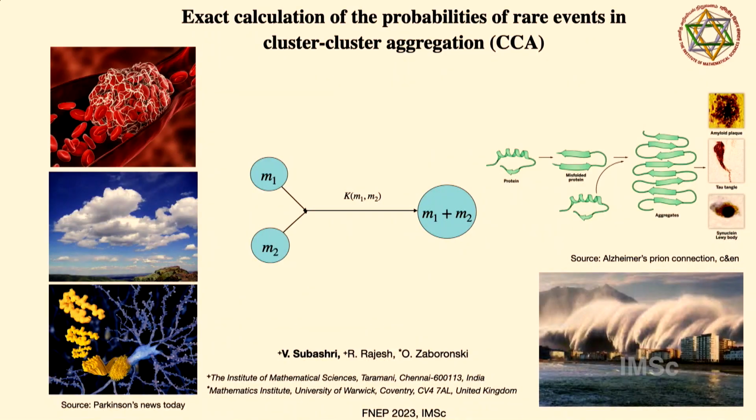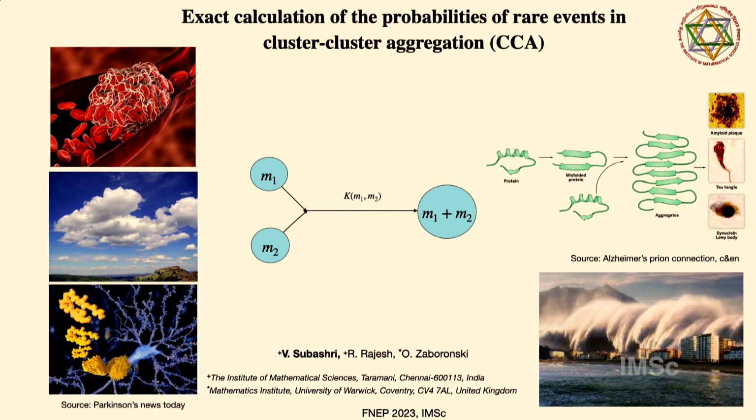Aggregation is an irreversible phenomenon, and it's present in many physical systems in one way or another. In biological systems, if you take protein clumping or blood coagulation, you can see the first figure is blood coagulation, the second one is the formation of clouds, and the third is protein clumping, etc. on the left hand side.